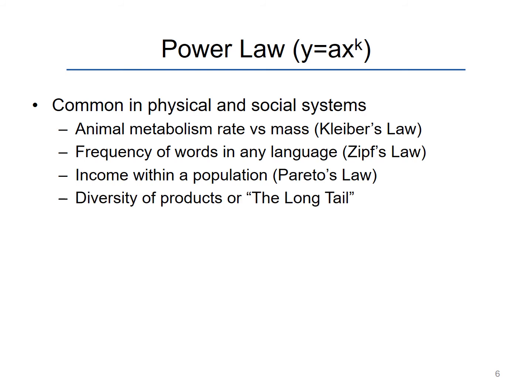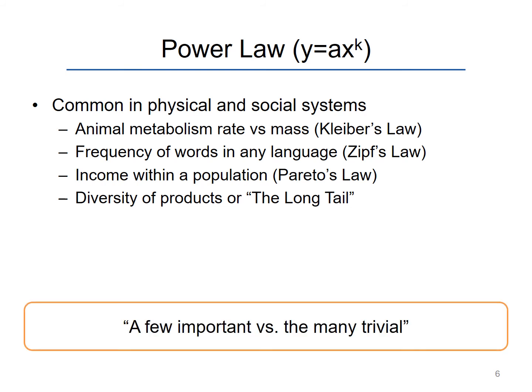And the power law also, if you think about it, applies to the diversity of products, or the long tail. If you look at modern e-commerce right now, the reason why Amazon has been so successful is their ability to cater to and exploit this long tail. So this whole power law really points to a few very important versus a trivial many. You have a few items that are disproportionately important to you versus the many numerous other items that individually make a very small contribution.